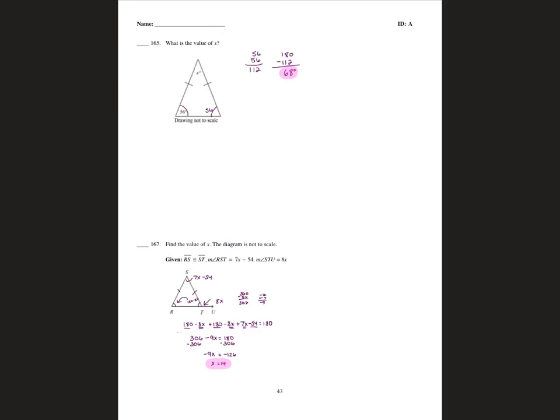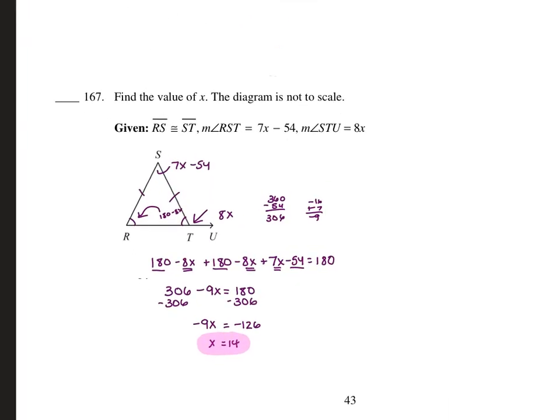165, this is still the base angles theorem. 167, you use the base angles theorem to solve for x. Can you go over 164? Okay, this one, if the sides are congruent, then the angles opposite them are congruent again. So you have 180 minus 8x here, and also here. So you have to do 180 minus 8x plus 180 minus 8x plus the angle at the top equals 180. So be careful and make sure you're doubling the right one.